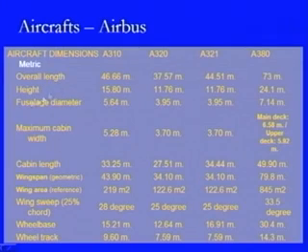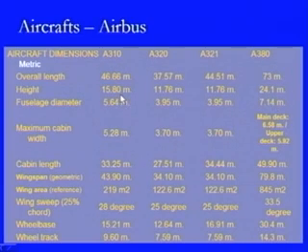Then these are the characteristics related to Airbus. In this case, they are overall length, height, fuselage diameter, maximum cabin width, cabin length, and so on. And what we can see is the comparison of this A380, which is 73 meters long as compared to the other ones which are at the maximum 47 meters long. So, that is a difference in the size of the aircraft which you can see.